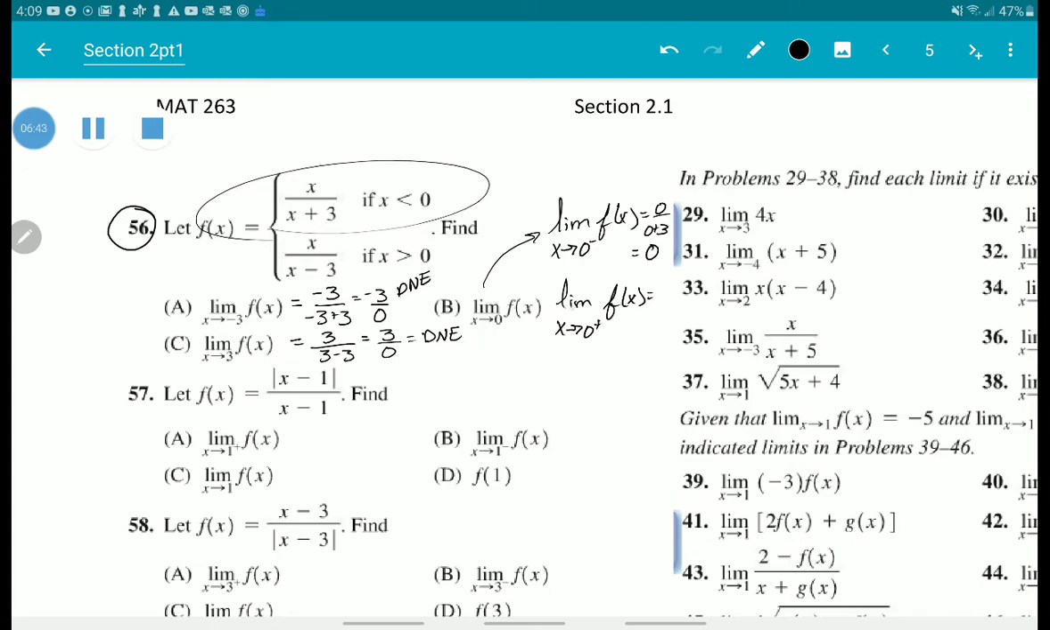To evaluate the limit as x approaches 0 from the right, we have to use that bottom piece. Substituting in, we're going to have 0 over 0 minus 3, which is still going to give me a 0. So what that means is that the limit as x approaches 0 of f of x does exist and is equal to 0.